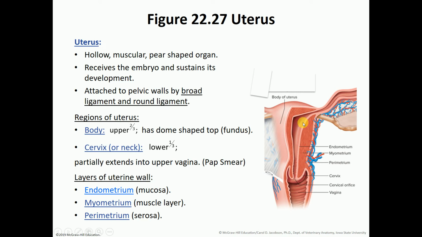The innermost layer is known as the endometrium, which is the mucosal lining, and this is the layer that is shed every month during menstruation. The middle layer is made out of strong, smooth muscle fibers, and that layer is known as the myometrium. Then the outermost layer is the serosal lining, and that is called the perimetrium.